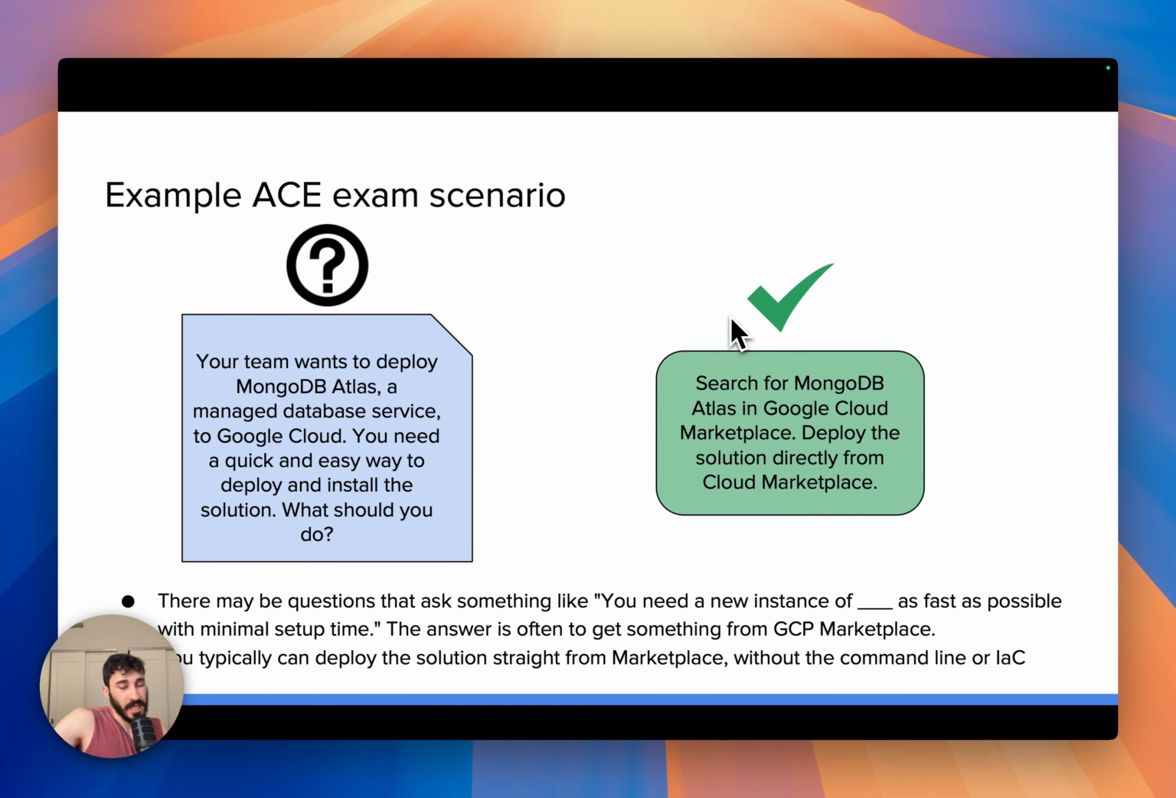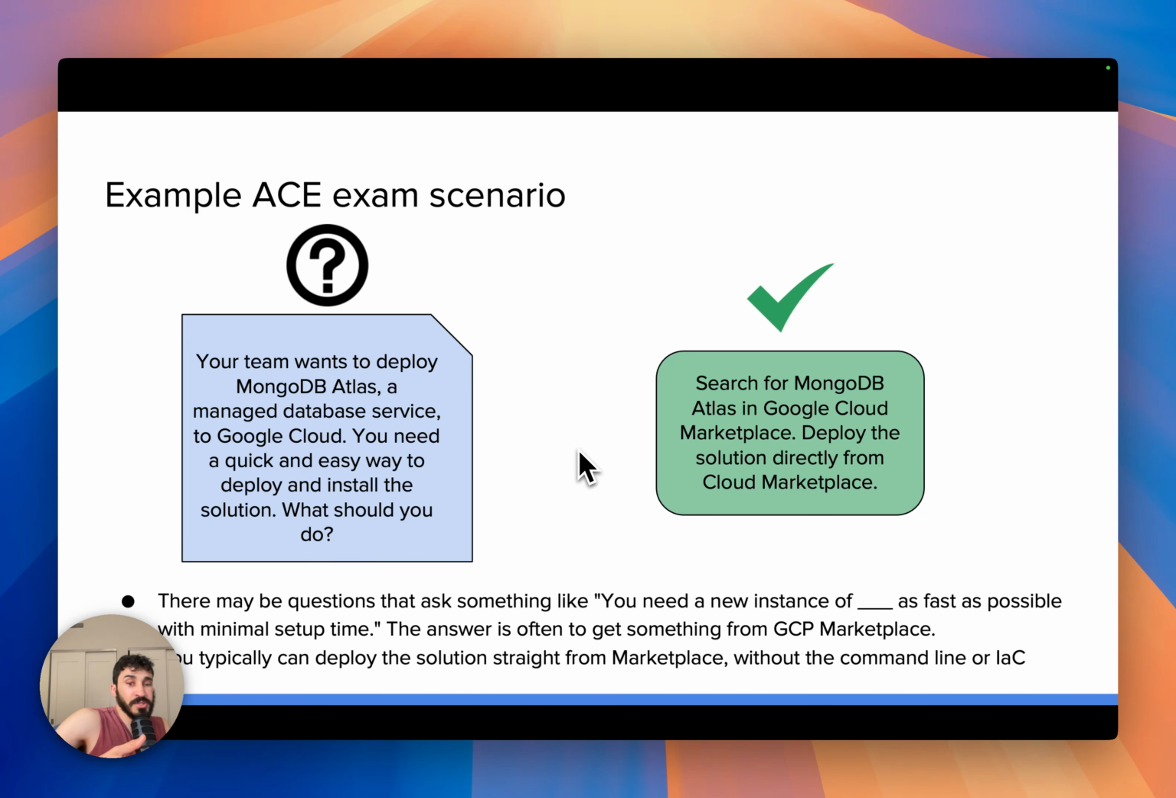So here's an example scenario on an ACE exam that you could come across, where GCP Marketplace would be the solution. So imagine your team needs to deploy MongoDB Atlas. It's a managed database service to GCP. You need a quick and easy way to deploy and install the solution. What should you do? So the answer here would be to search for MongoDB Atlas in the Cloud Marketplace and then deploy it directly from the Cloud Marketplace, right? MongoDB Atlas is not a service that is already on GCP, so you would want to look for it there.